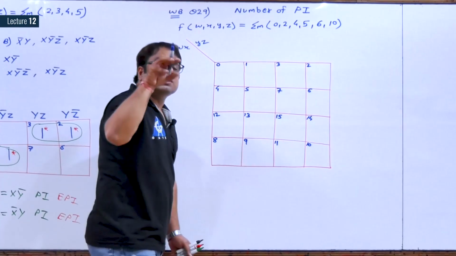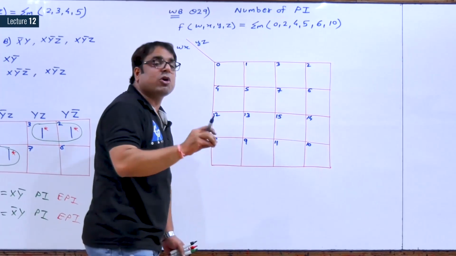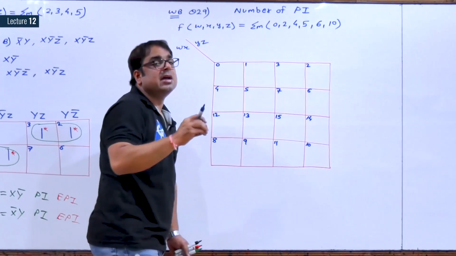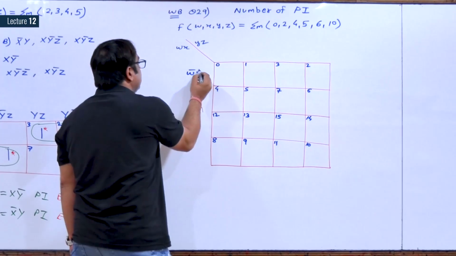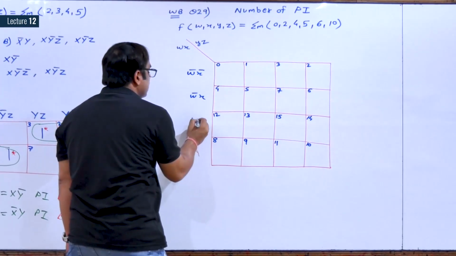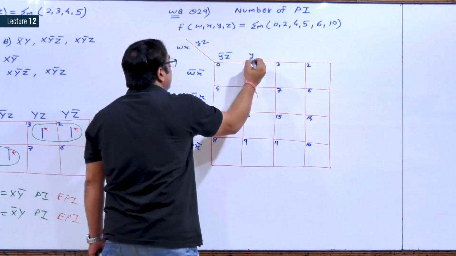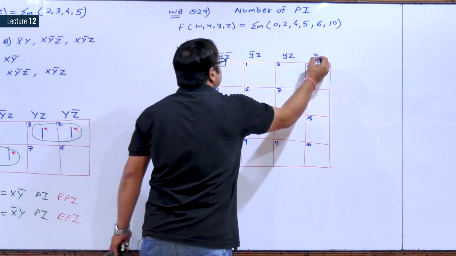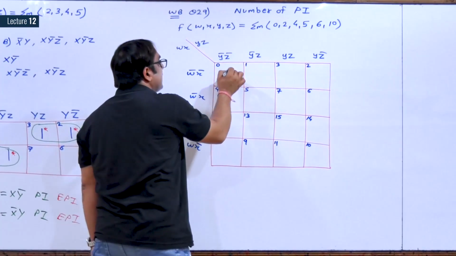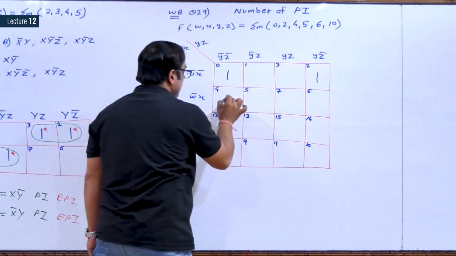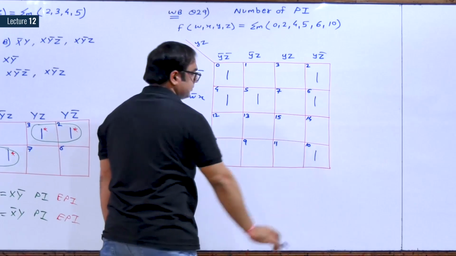You should know which data is compulsory for what is asked in the question, because if you fill in unnecessary data, you will waste time in your exam. So this is W complement X complement, W complement X, WX, WX complement, Y complement Z complement, Y complement Z, YZ, YZ complement. What are the minterm numbers? 0, 2, 4, 5, 6 and 10.